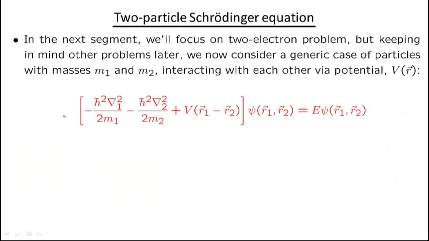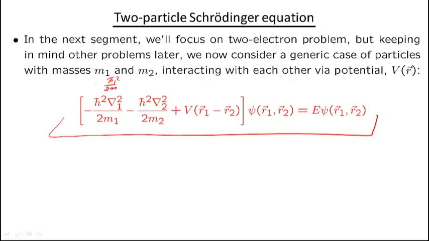So here we're interested in analyzing this two-particle Schrödinger equation, and to make things general for the sake of lectures later in the course, I'm considering two different particles with masses m1 and m2, but in the next segment we'll work with the two electron problem where m1 is equal to m2. What we have here is the kinetic energy of the two particles: p1 squared over 2m1 is the kinetic energy of the first particle, plus p2 squared over 2m2, the kinetic energy of the second particle, and the interaction between them, which we expect to depend only on the distance between the particles. The wave function depends on both coordinates r1 and r2, and the right hand side is the usual energy times psi.